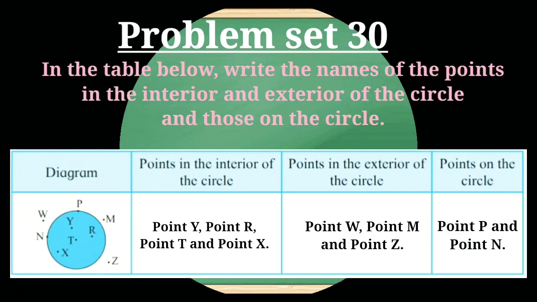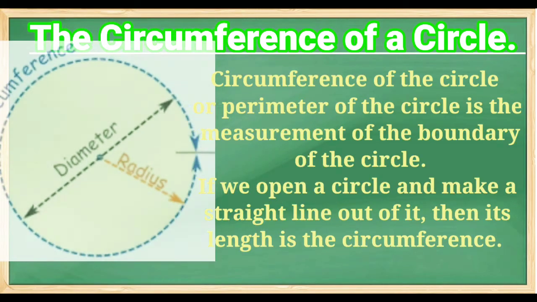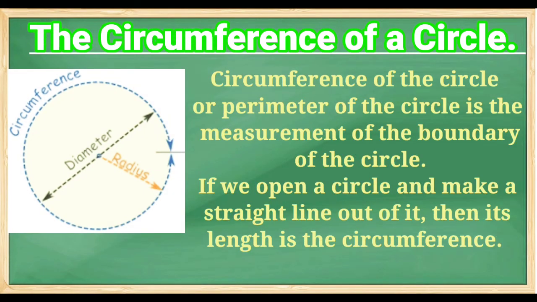Now let's move on to our next subtopic, that is the circumference of a circle. So what is circumference? In simple words, we can say that the circumference of the circle or perimeter of the circle is the measurement of the boundary of the circle. If we open a circle and make a straight line out of it, then its length is the circumference.